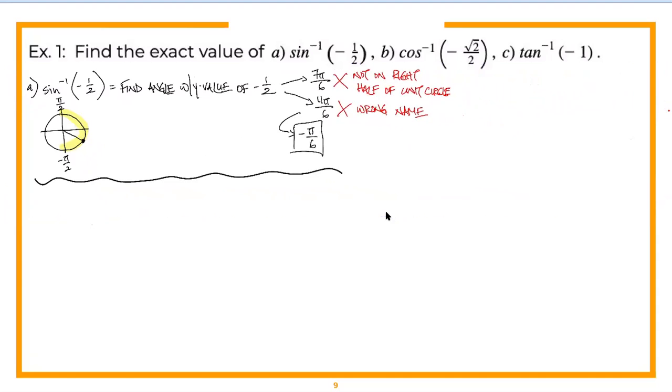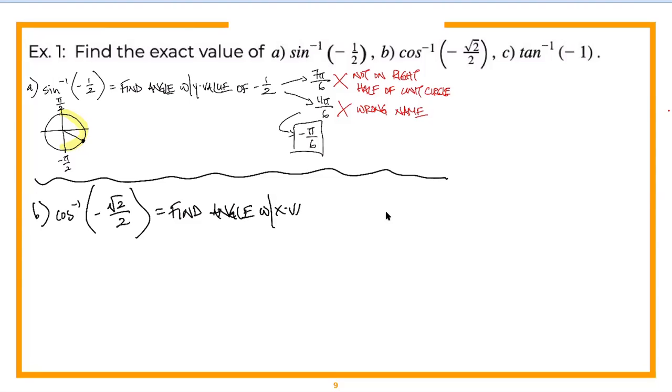All right, let's try part B. We've got inverse cosine of negative root 2 over 2. Somebody translate into words what that is asking me for. Find the angle with the x value of negative rad 2 over 2. Perfect. Okay. So let's find the angles on the unit circle that satisfy that.